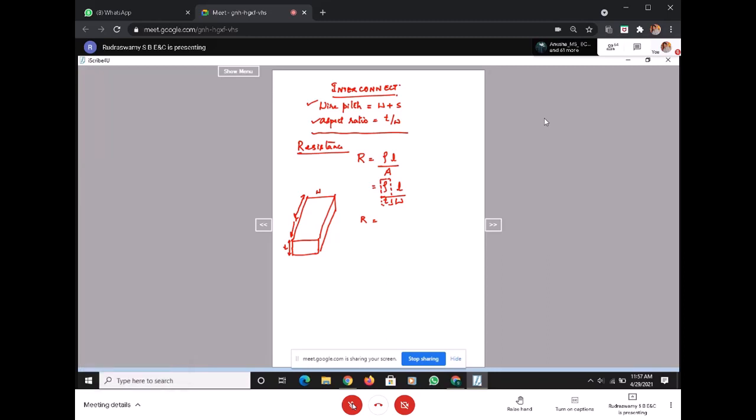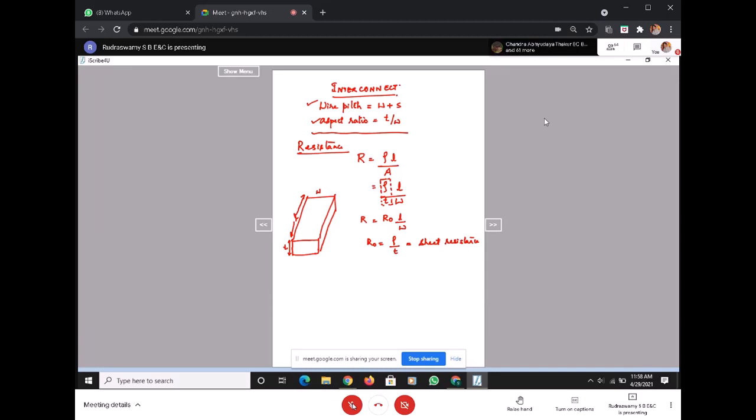What is rho by T all about now? I call it something like R naught into L by W, where R naught is the resistivity over the thickness. This R naught is what we call the sheet resistance. The sheet resistance is unique for individual conductors, so it is different for different metals. For example, gold has a different sheet resistance, platinum has a different sheet resistance, and silver has a different sheet resistance.